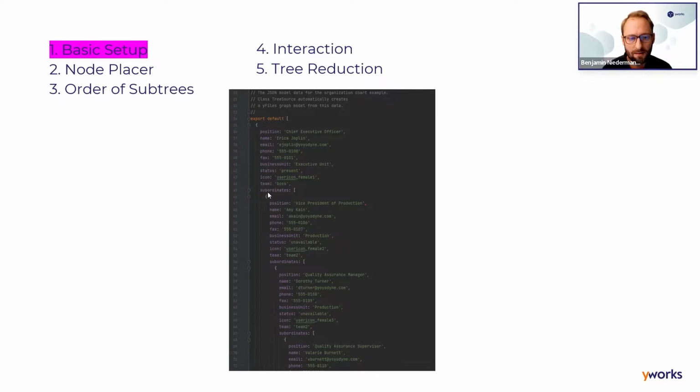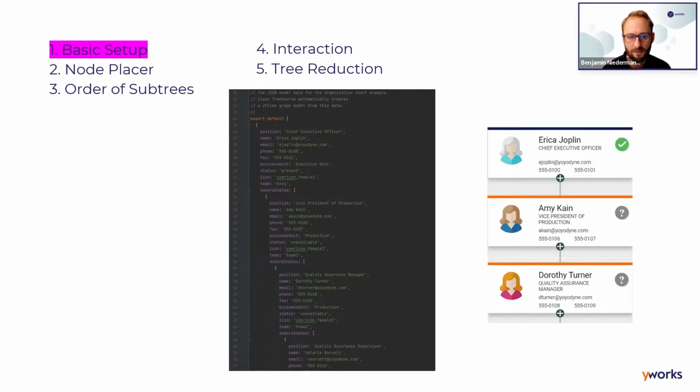And then there are the subordinates, which are then the child nodes in the tree. So this is the next hierarchy level. Here we also list all nodes, and each node can, of course, again have further team members and so on. And this gives you a hierarchy. So for this concrete screenshot that you can see here, we have Erica Joplin, and then the direct successor of Erica Joplin is Amy Kane, and so on. And this gives you already a hierarchy.